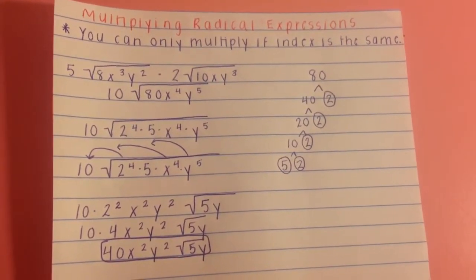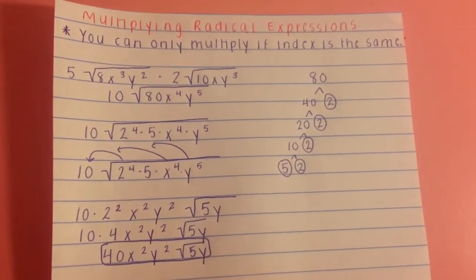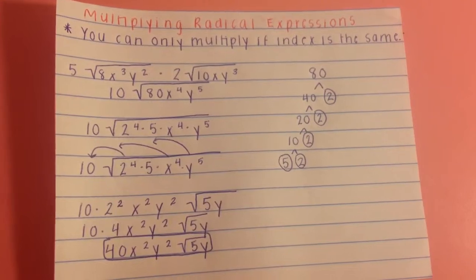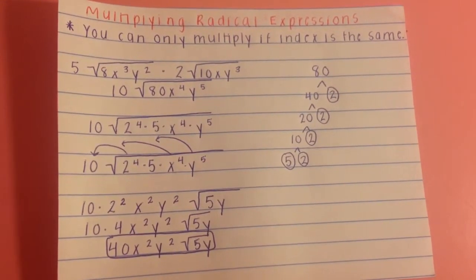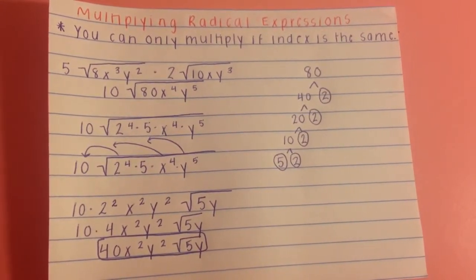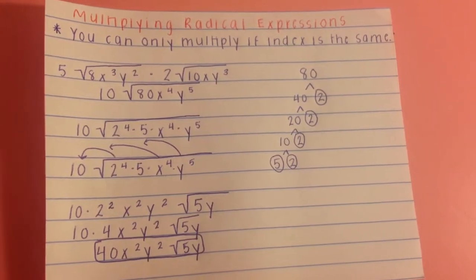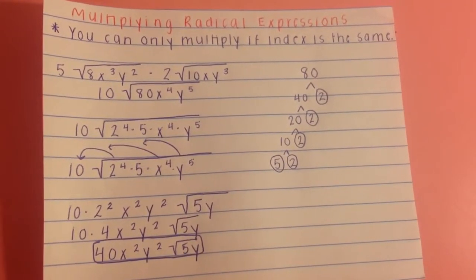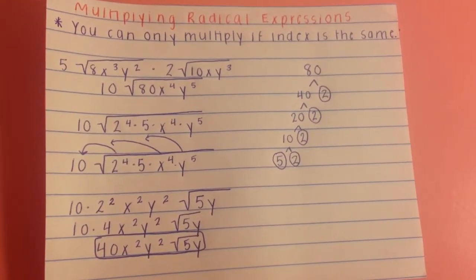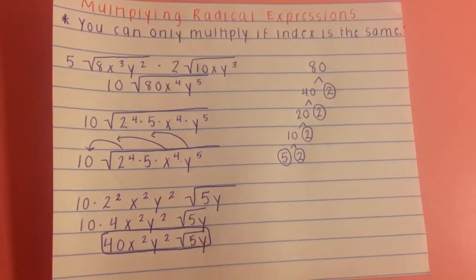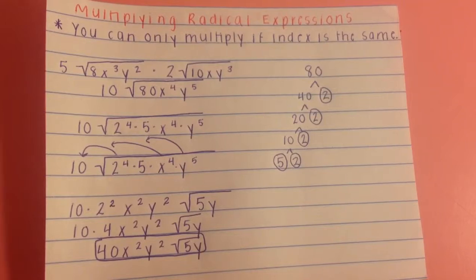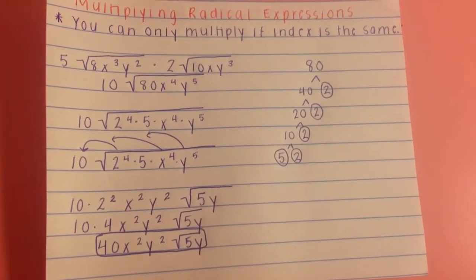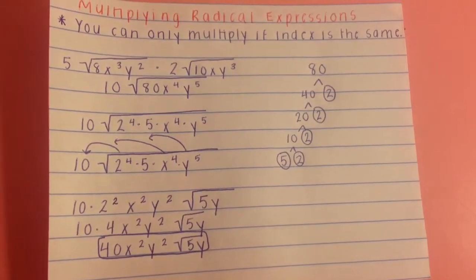Now we can start pulling out our perfect squares. We can pull out 2 squared from 2 to the 4th. We can't pull out anything from 5, so that stays under the radical. We can pull out x squared from x to the 4th. And we can pull out y squared from y to the 5th, but we'll still have 1y under our radical. So if we simplify 2 squared to 4, we'll have 10 times 4 times x squared times y squared times the square root of 5y. And if we multiply 10 times 4, which is 40, we'll have 40 x squared y squared times the square root of 5y, and that's our answer.